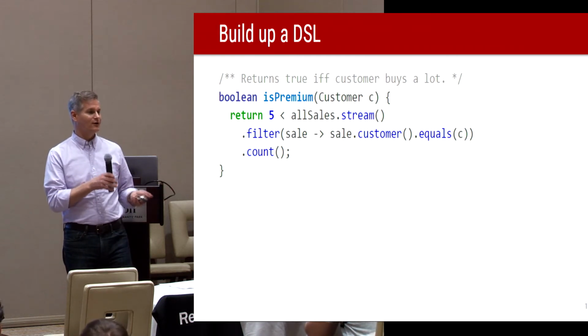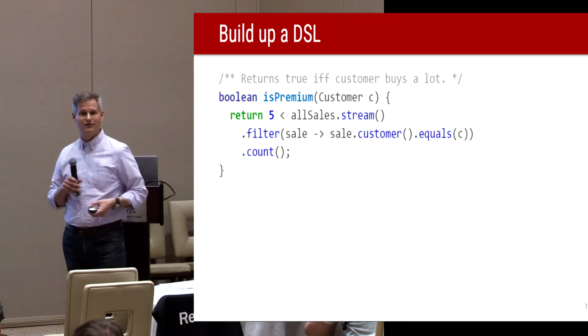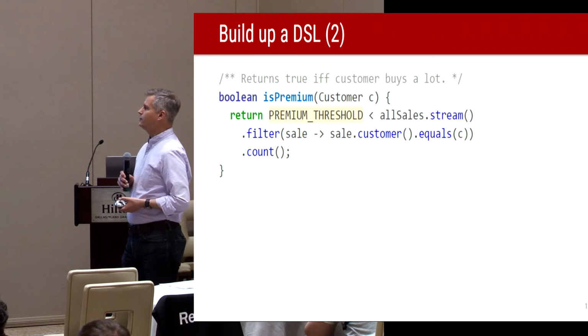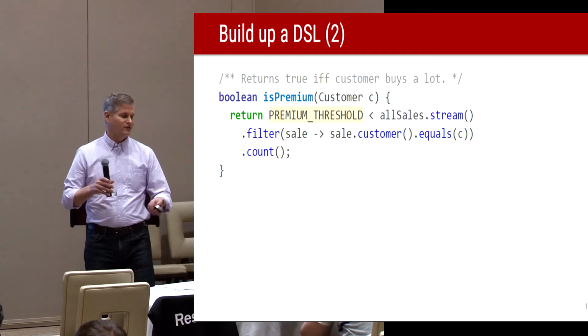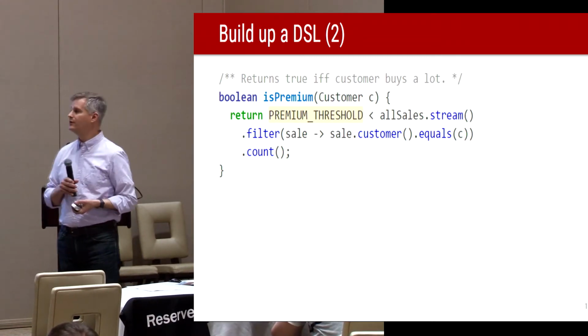The domain-specific language that you were using with your friends when you were chatting about it is not the one that you have in your code, okay? So we can work on this. The first thing we can do is, of course, get rid of the constant in the code. Because the 5 really represented some sort of, and maybe you'd name it even better than I did, the threshold for becoming a premium customer.